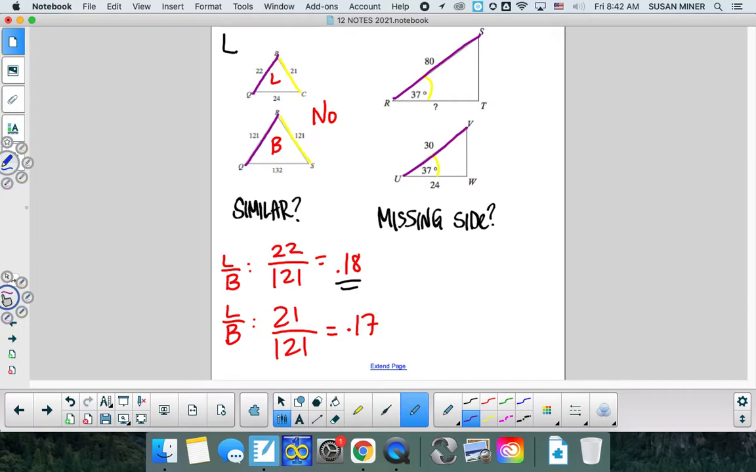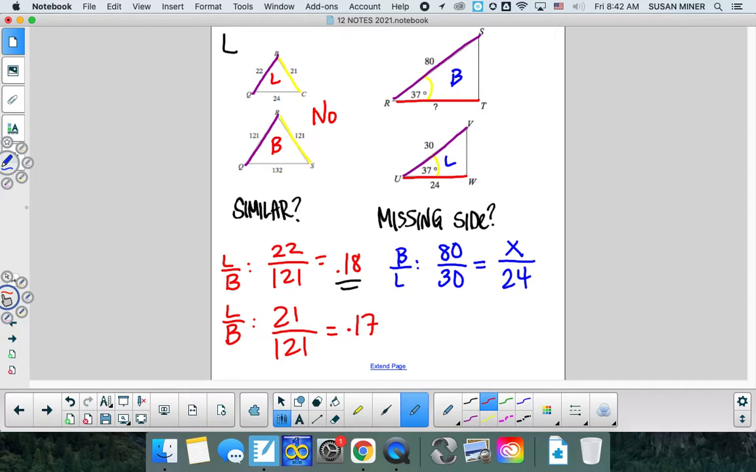Okay, so this time let's do big to little. And so my big triangle is going to go on top of my ratio. My little triangle is going to go on the bottom. My big side length is 80. My little side length is 30. And that's going to be set equal to the other side that I'm looking at. So my big triangle, that one is the missing side. That's what I'm trying to figure out. On my little triangle, the side that matches up is 24.